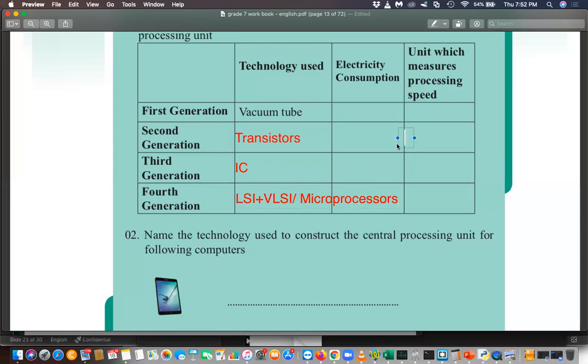We also discussed electricity consumption. The first generation is very high, the second generation is somewhat high, the third generation is average, and the fourth generation is low. The unit which measures the processing speed, this one also we discussed, is basically milliseconds.